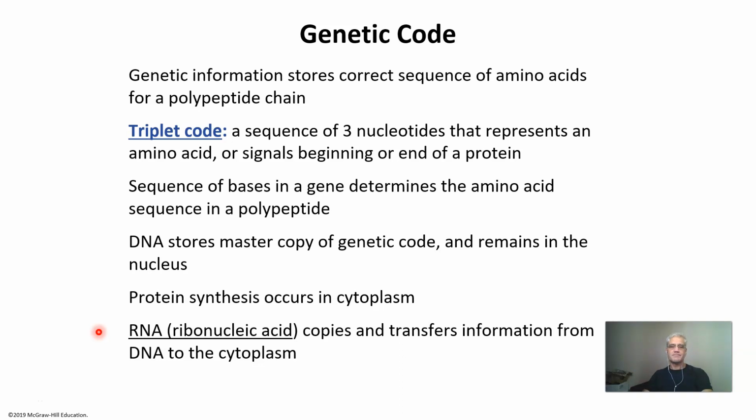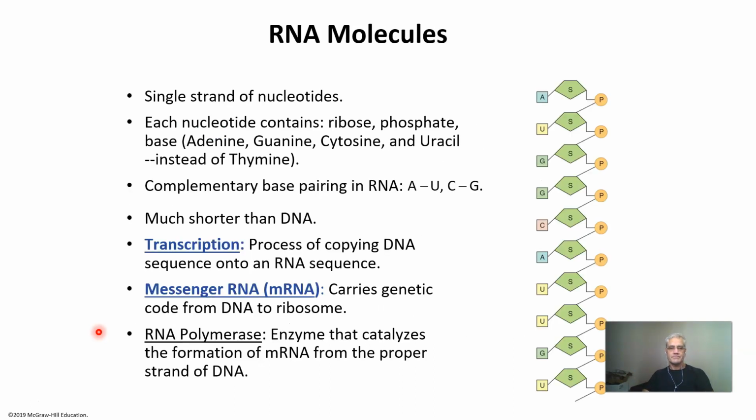Let's see how that works. So now we're talking about RNA. Remember, RNA stands for ribonucleic acid. It's a slightly different sugar. The sugar is called ribose. So there's a difference between DNA and RNA: a different sugar. The phosphate is the same. So DNA and RNA are similar in that way. Same phosphate, different sugars.